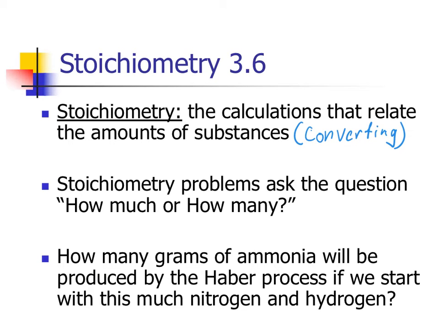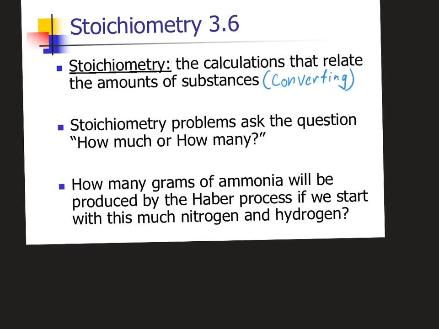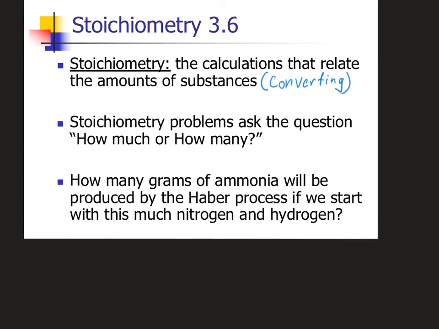It allows us to ask the question, how many grams of ammonia will be produced by the Haber process if we start with blank nitrogen and blank hydrogen? Most of us don't know what the Haber process is, and that's fine. You're not expected to know what the Haber process is yet. The Haber process is a very simple reaction. It is very popular amongst chemists when teaching stoichiometry. Why?